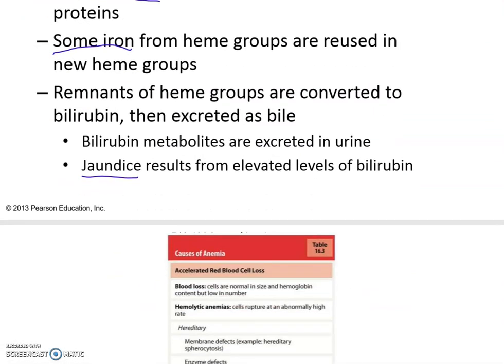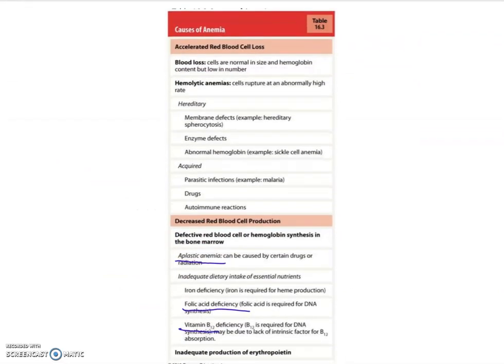bilirubin. Now let's take a look at some causes of anemia. And here, of course, the most intuitive form of anemia would be that you've lost a lot of blood. You are bleeding, and so that would be simply blood loss right here due to an injury, perhaps.